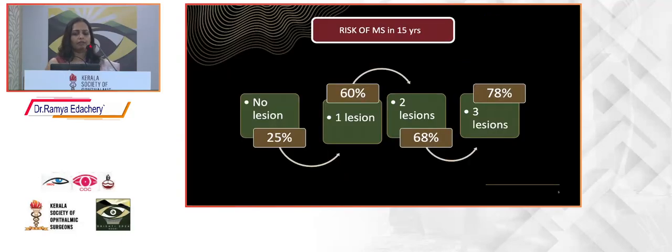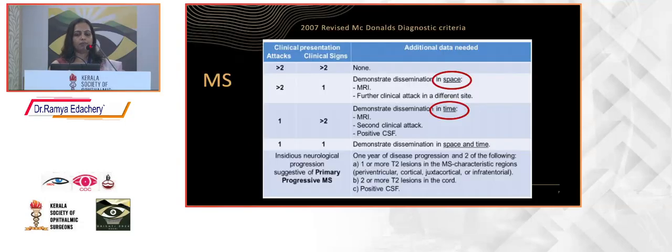So why is it important? Because if there is no lesion in the MRI, there is only a 25% risk of MS in the next 15 years. Whereas if you have one lesion, 60%, two lesions, 68%, and three lesions, 78%. It keeps on increasing. So there is a devised McDonald's criteria.